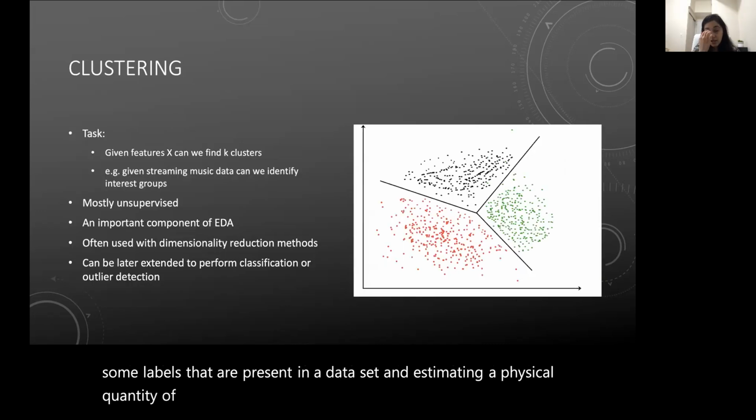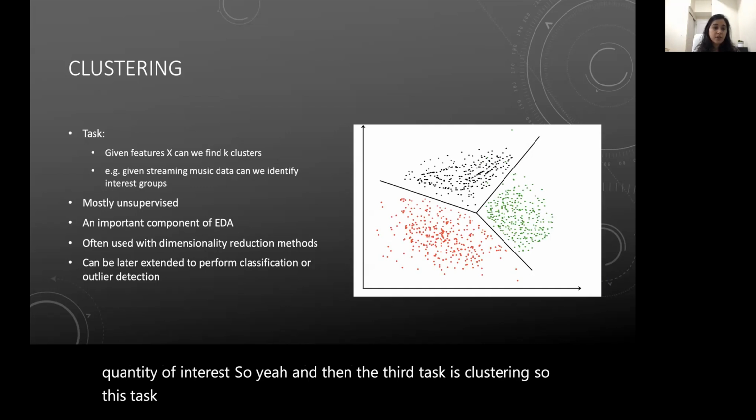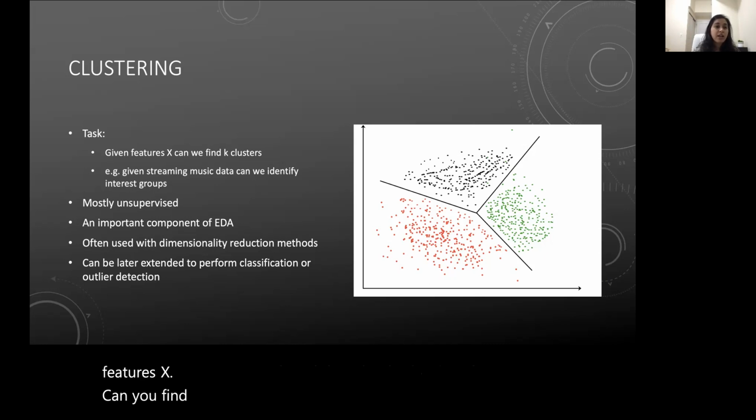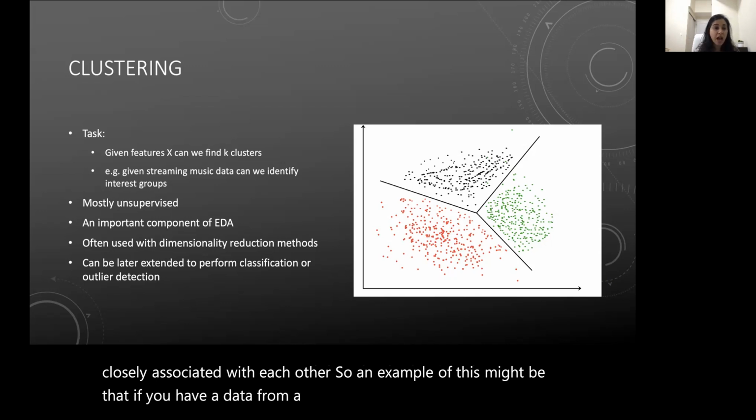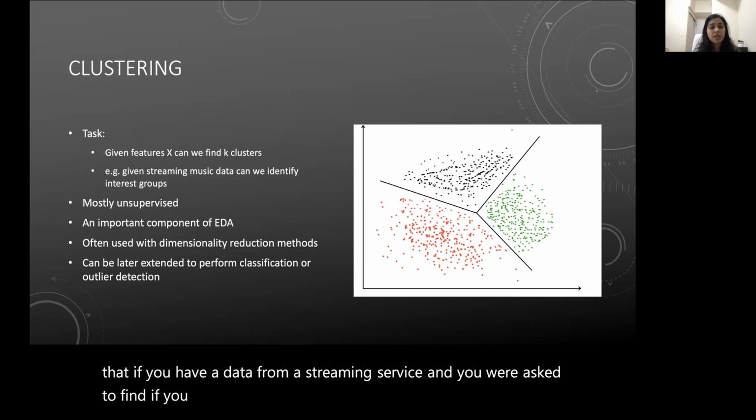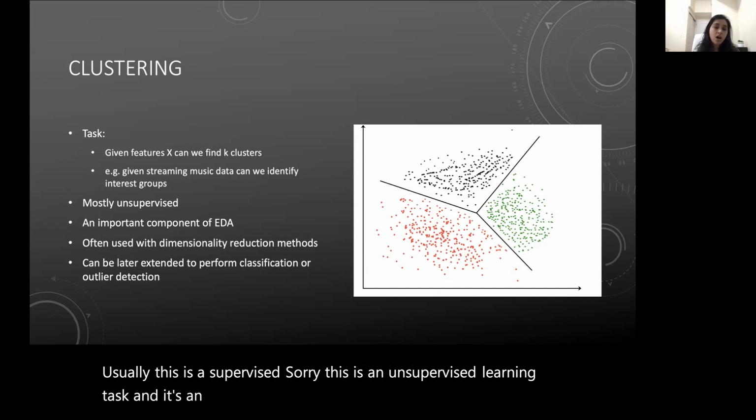And then the third task is clustering. This task is, if I give you a set of examples, again described by features X, can you find meaningful groupings? So K groups or K clusters that are closely associated with each other. An example of this might be that if you have data from a streaming service and you were asked to find if you could locate some interest groups in them. Usually this is an unsupervised learning task, and it's an extremely important component when you do your exploratory data analysis.